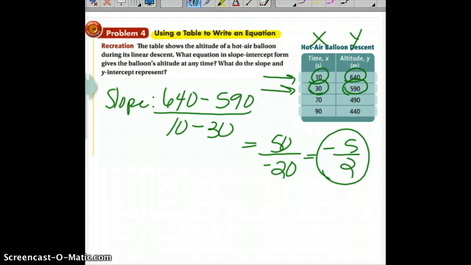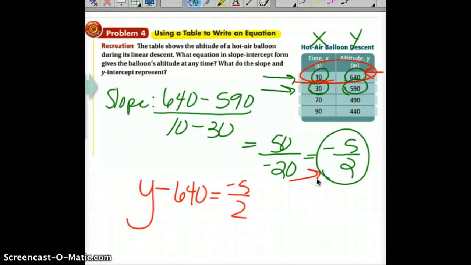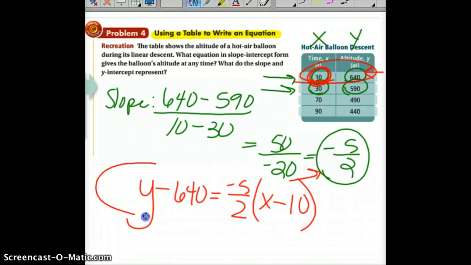Then, to write it in point slope, we can pick one set of coordinates, y minus the y, 640, equals my slope, which we just found, times x minus the x value of one of the coordinates. And there we have it. That is our point slope form.